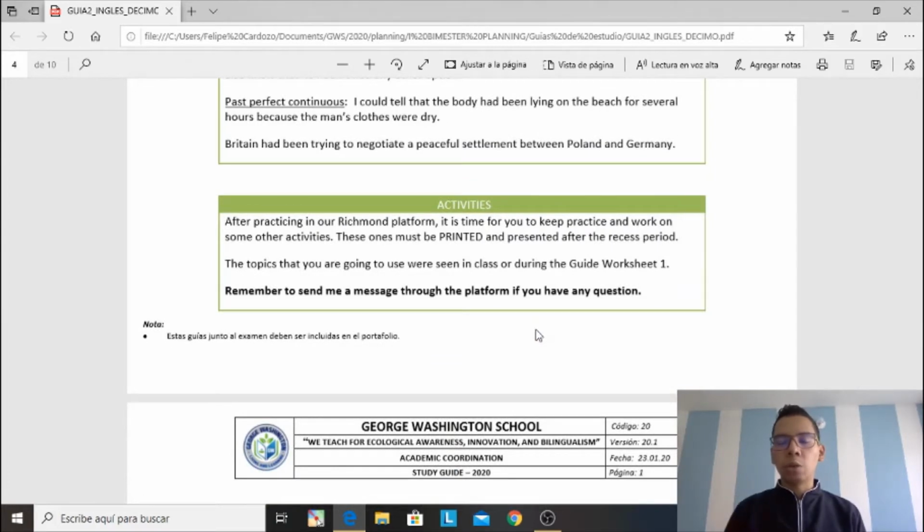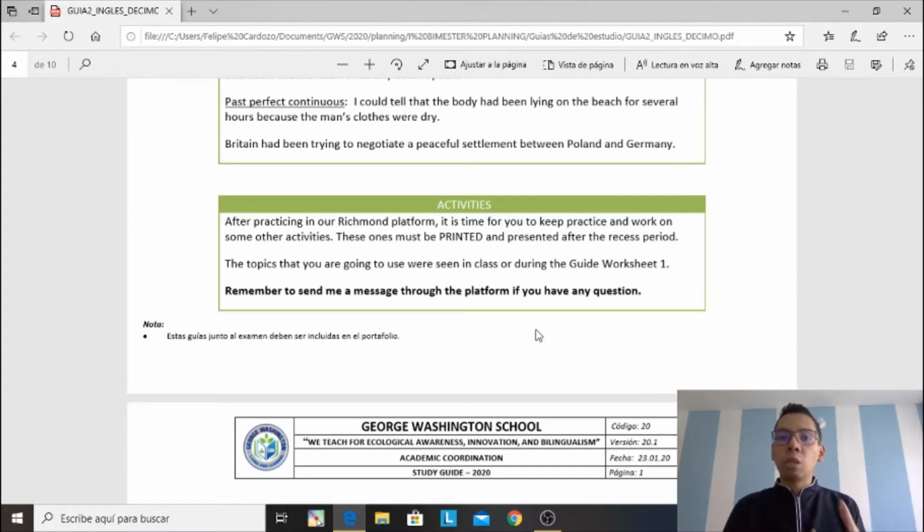Ya después de ver toda la explicación, tenemos la sección de actividades. And it says, after practicing in our Richmond platform, it is time for you to keep practicing and work on some activities. This one must be printed and presented after the recess period. The topics that you are going to use were seen in class or during the guide worksheet number 1. Remember to send me a message through the platform if you have any question.